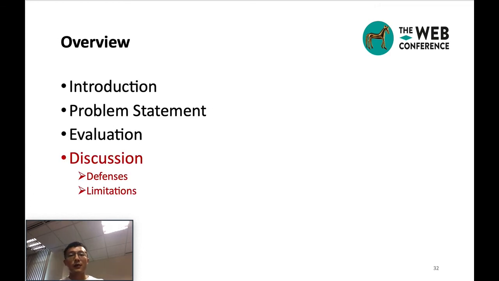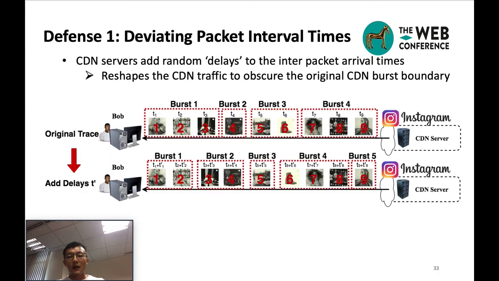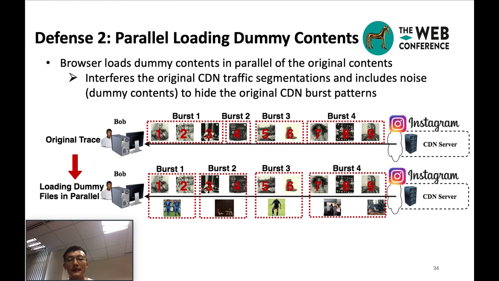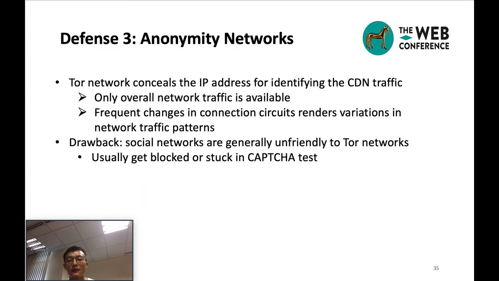Let's come to the last part of my presentation. As mitigation, we proposed three defense mechanisms. The first is to add random delays when the CDN server sends out network packets, which aims to obscure the original burst boundary. The second defense is to load dummy contents in parallel with the original ones. The rationale behind this is to interfere with the original CDN traffic segmentation to hide the traffic pattern. The third defense is to use anonymity networks such as the Tor network.